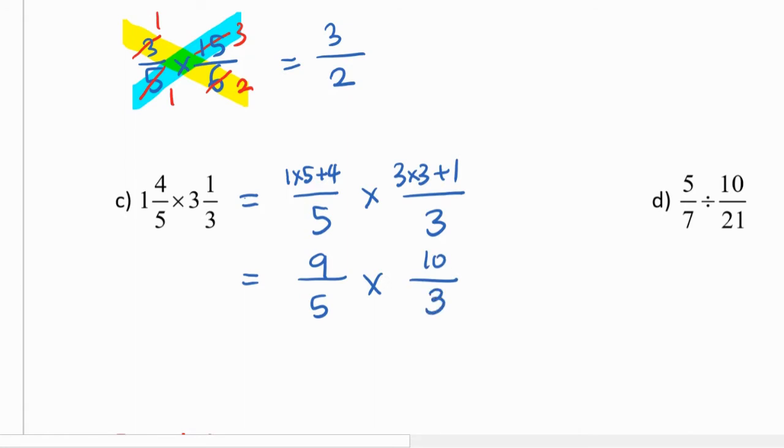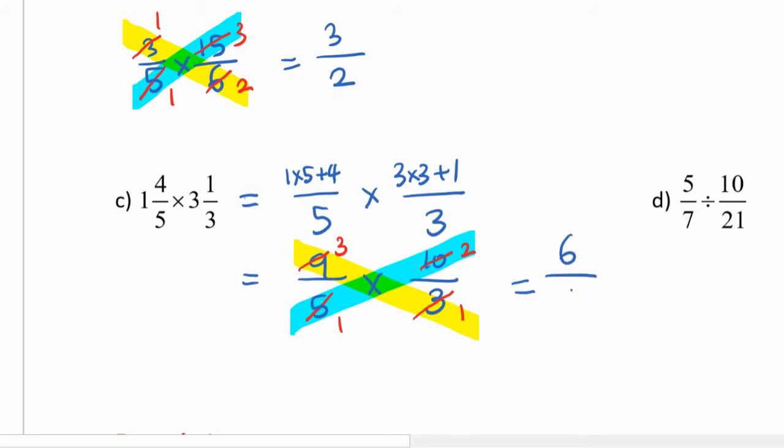10/3. And let's reduce diagonally. 9 and 3, those are divisible by 3. 3 becomes 1, 9 becomes a 3, 10 becomes 2, 5 becomes 1 when you reduce diagonally. Okay, then I have 3 times 2, which is 6, 1 times 1, which is 1. So the answer is 6.